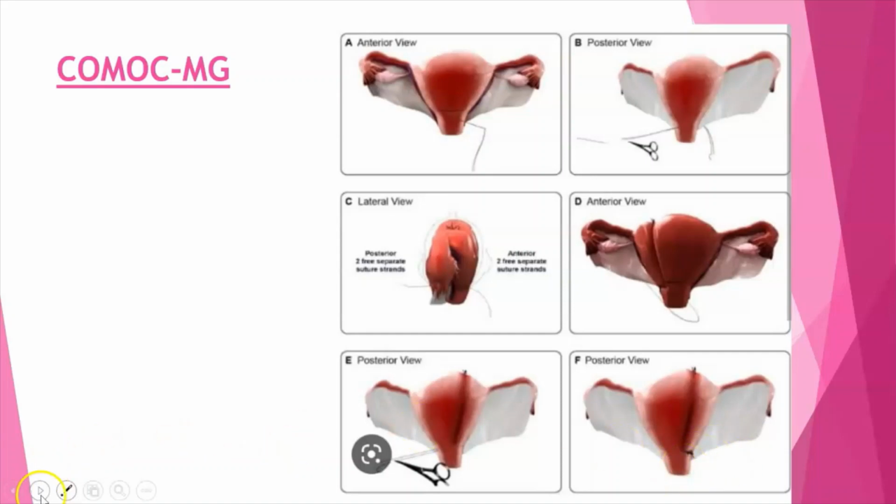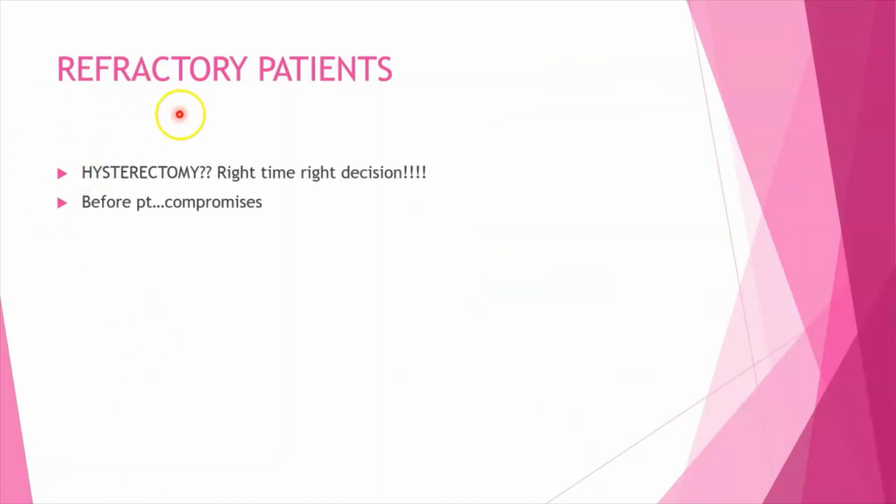Now what do we do in refractory patients? Friends, we need to take the decision of hysterectomy at the right time before the patient's hemodynamic state is compromised.